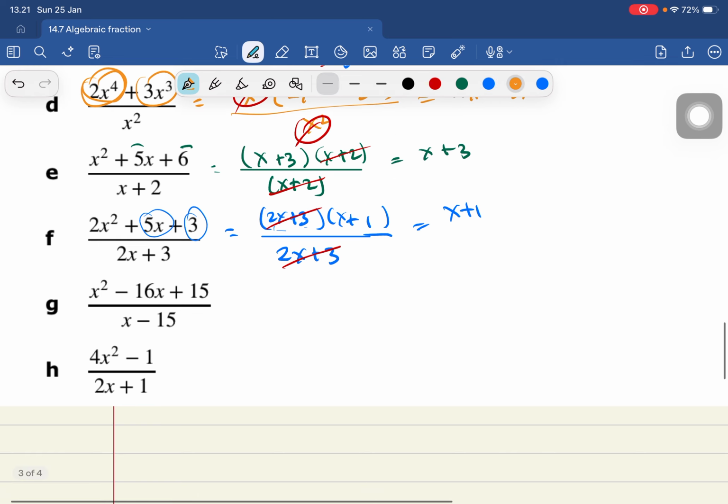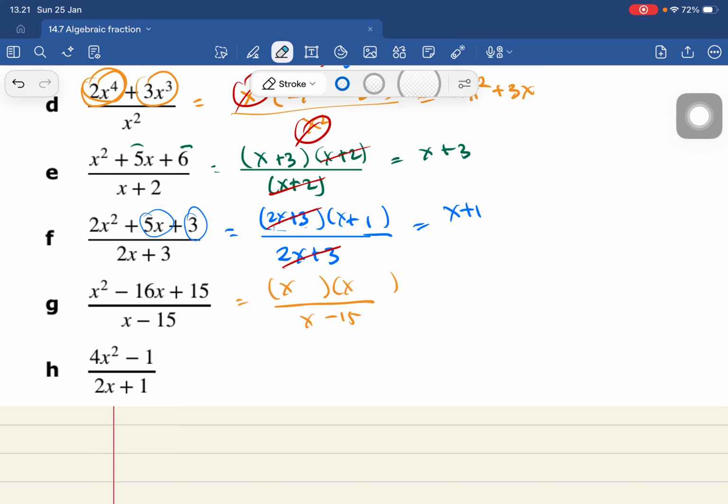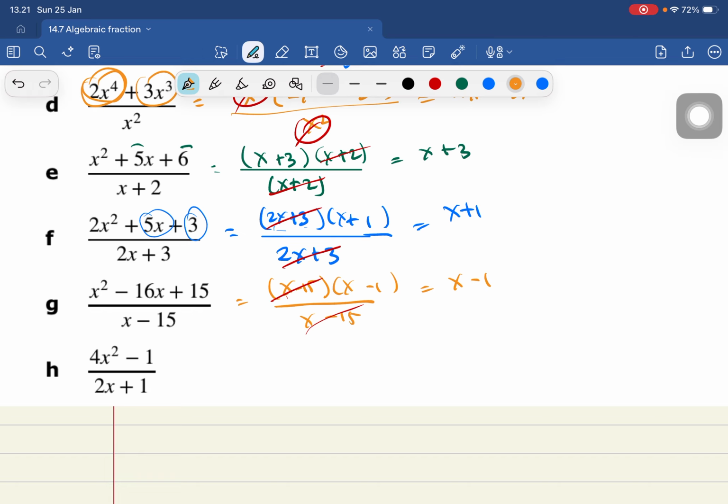Okay, next. Here is x minus 15. We simplify it x. When we add, it's going to be minus 16. However, when we multiply, it's equal to 15. Yeah, the answer is minus 15 and minus 1. We could simplify it. Answer is going to be x minus 1.